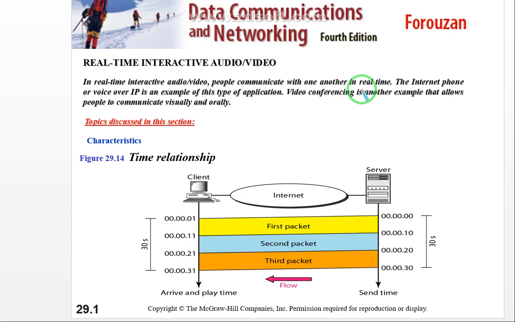So it means that you have a network. Through a network you are communicating with each other. When you are communicating through a network, this interaction or data communication is called real time. How this real time works or happens to make communication, we will see later on. The internet phone, or voice over IP, is an example of this type of application. Video conferencing is another example that allows people to communicate visually or orally. That's just a brief explanation about real time.